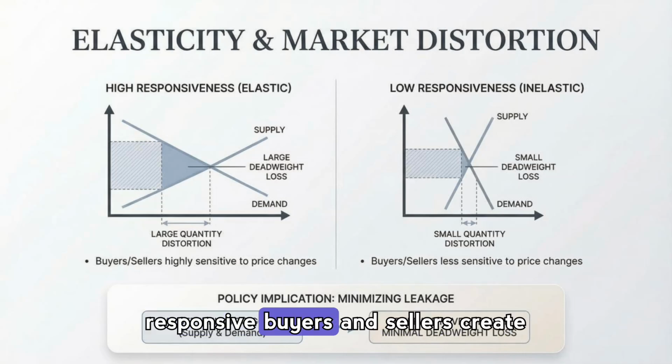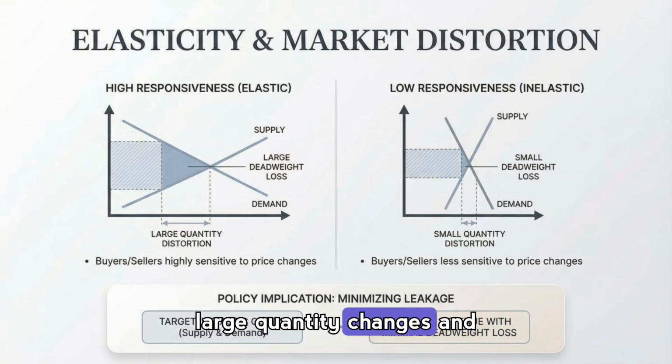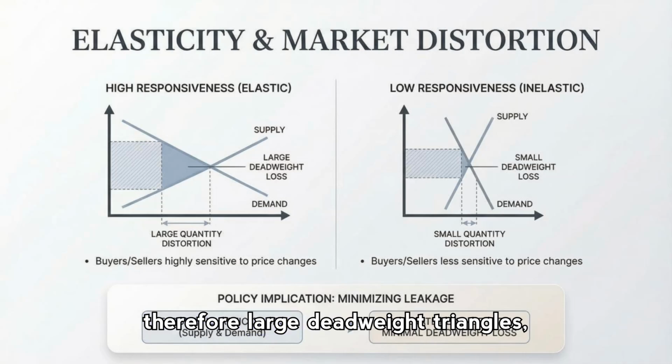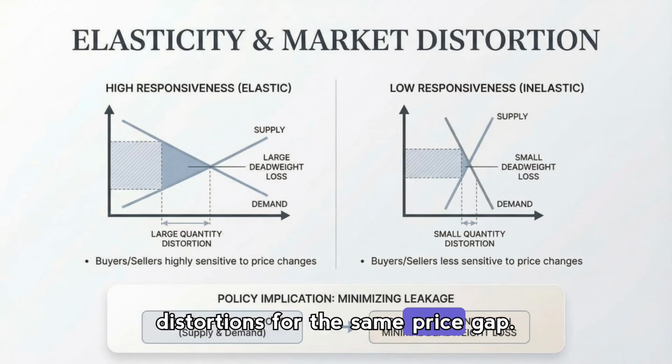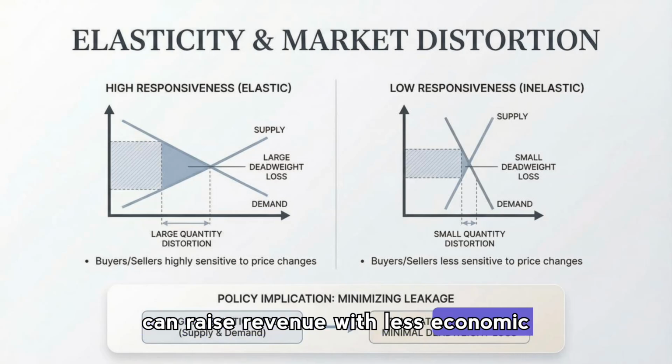Highly responsive buyers and sellers create large quantity changes and therefore large deadweight triangles, while inelastic markets show smaller distortions for the same price gap. The policy implication shown here is simple: targeting inelastic goods can raise revenue with less economic leakage.